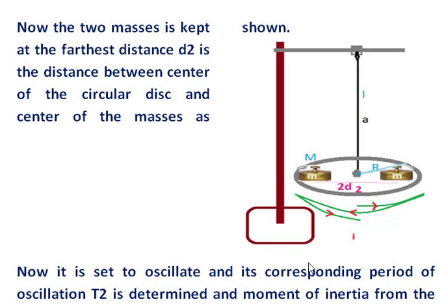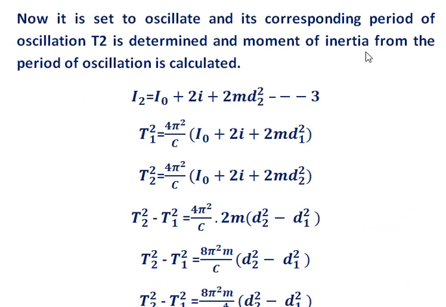Now this whole setup, that is the disc and the two masses at the farthest distance, is made to oscillate, and its corresponding period of oscillation T2 is determined, and the moment of inertia is calculated from the period of oscillation. I2, the moment of inertia of the whole system in the second position, is equal to I0 plus 2 small I plus 2m d2 square. It is taken as equation 3.